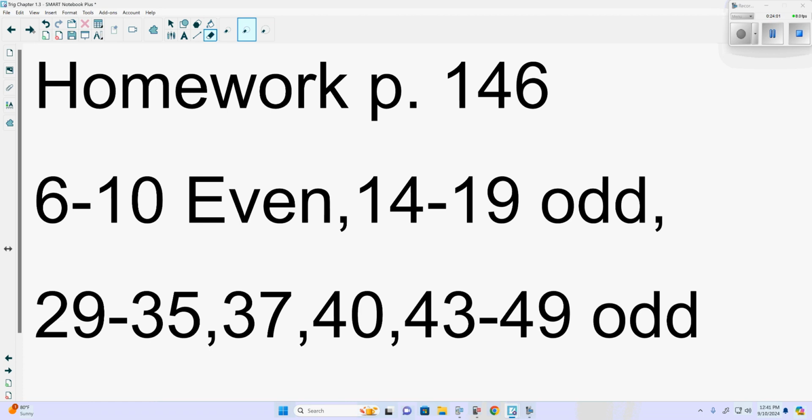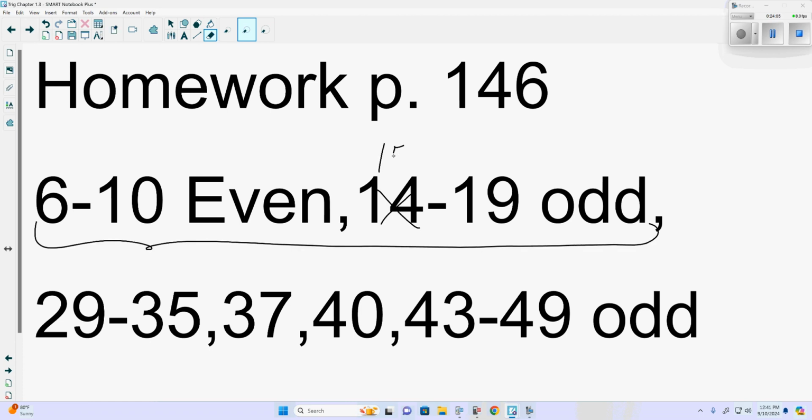But that's it. That should be it. But that first half, 6 through 10 even, 15 through 19 odd, was the AMI work. So 1-3 is not going to include that. That's just the AMI. You've already got that done. So the only other part of 1-3 you're needing to do is 25 through 35, 37, 40, 43, 49 odd.